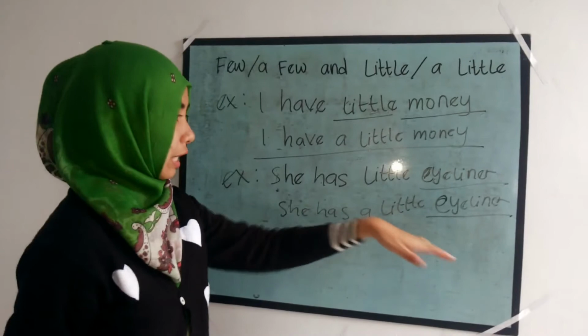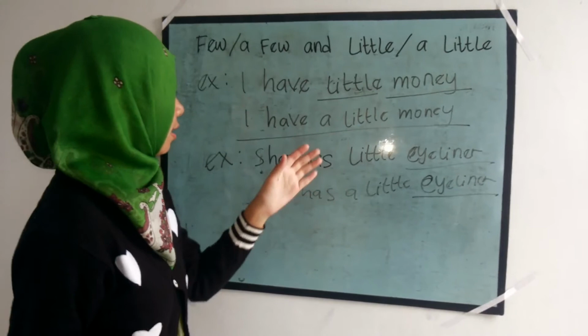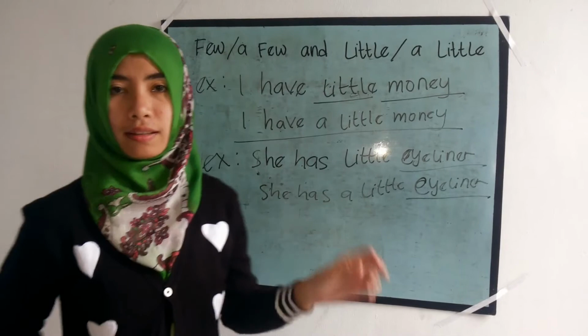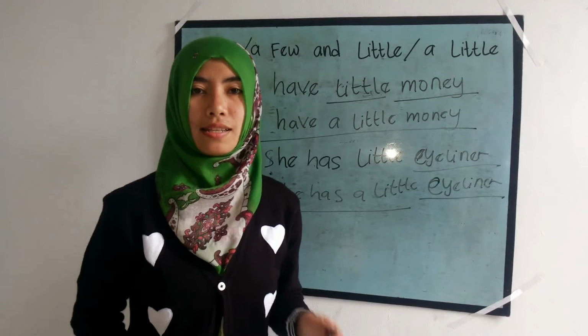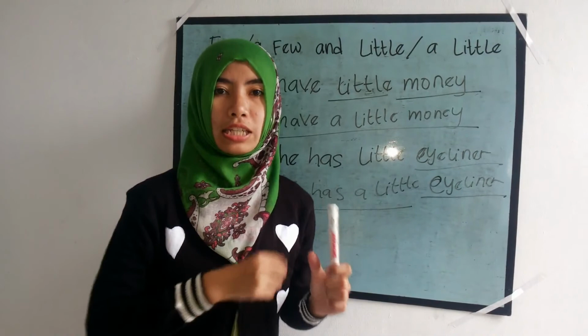If she gives eyeliner to another person, she does not have any. She has no eyeliner. And then, she has a little eyeliner. It means she has some eyeliner, and she can give to another person.